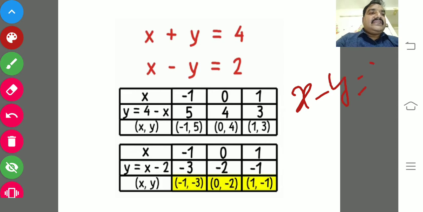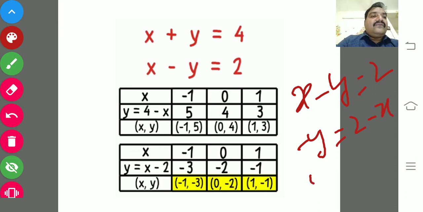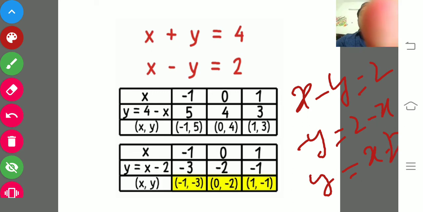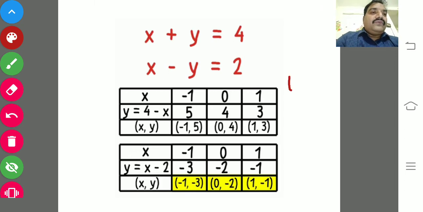So x minus y equal to 2, and minus y equals 2 minus x, and y equals, the minus x will become a plus x and plus 2 will become a minus 2. So y equals x minus 2. This is very, very important. Once again we got y equal to x minus 2.